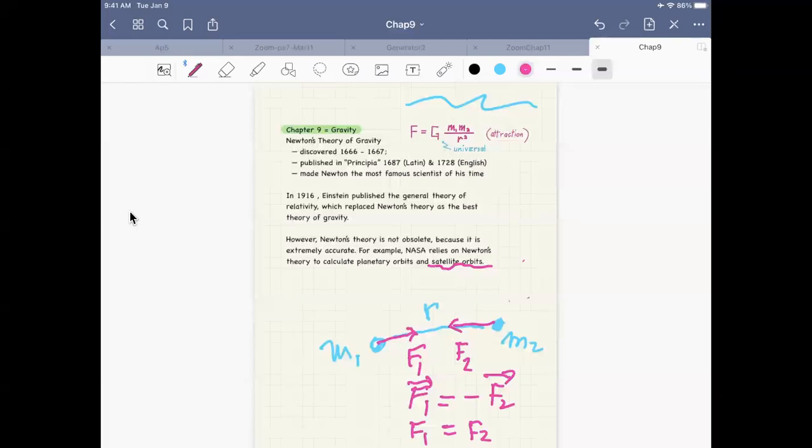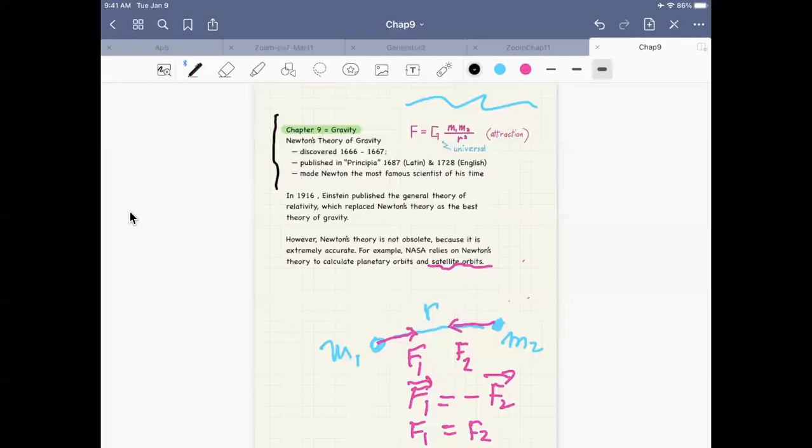Now, we're not going to talk about the theory of general relativity. That's very advanced mathematics. So we will be studying in chapter 9 Newton's theory of gravity. And we'll be using the general concepts of force and energy that we've developed earlier in the semester. All right, so that's sort of the background for chapter 9.